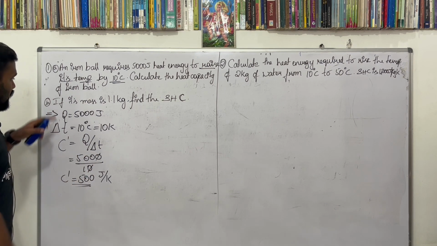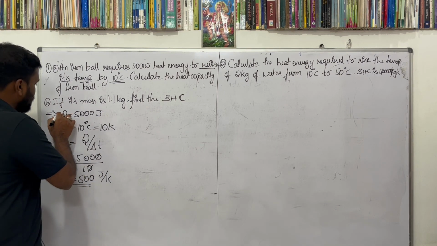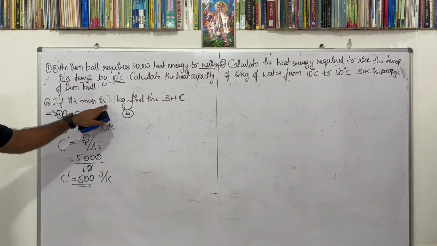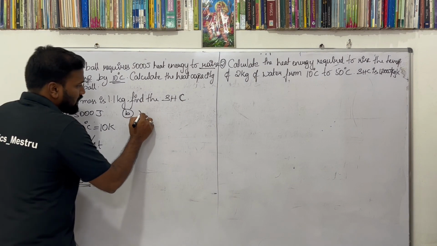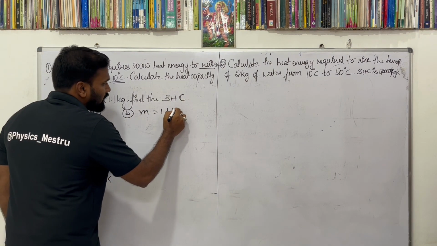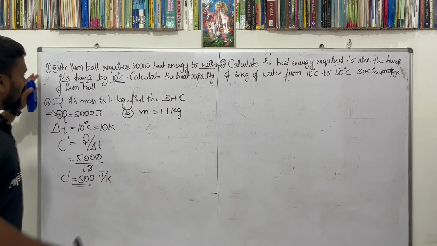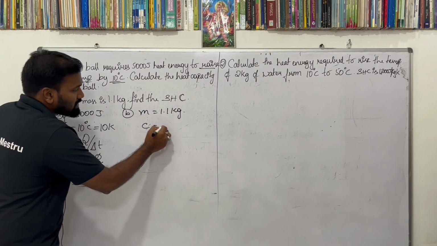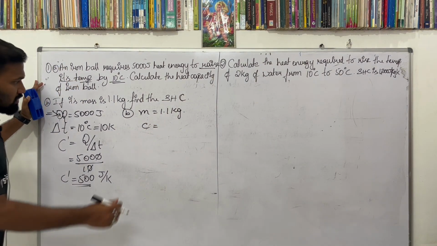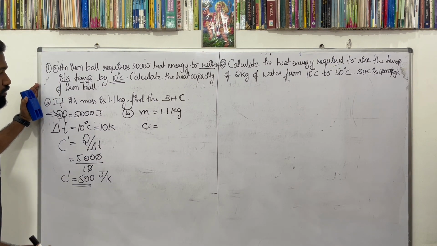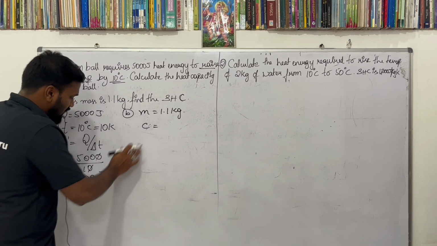Now in the second question, what has been given? In question B, its mass m is equal to 1.1 kg. Calculate the heat capacity of the iron ball. Heat capacity means what? Small c. So there is a relationship between C dash and C, and we need to know that. What is the relationship between C dash and C?